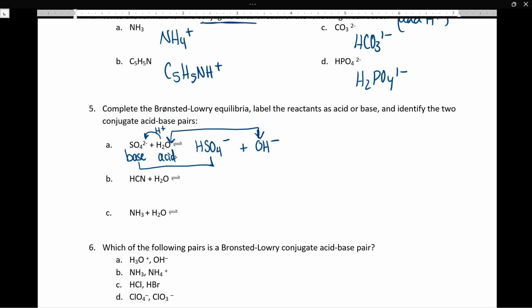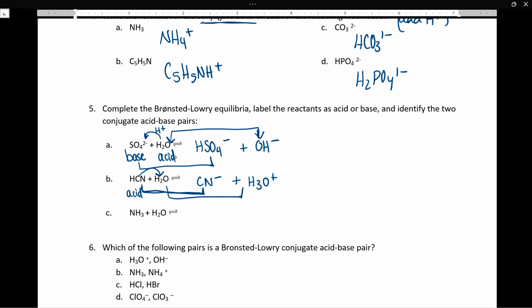All right, how about this one, HCN? Whenever you have a substance that starts with an H like this, it often tends to be an acid. So it's going to be a hydrogen giver. So it will make CN minus and H3O plus. And these are our conjugate pairs, HCN and CN minus, and then H2O and H3O plus.